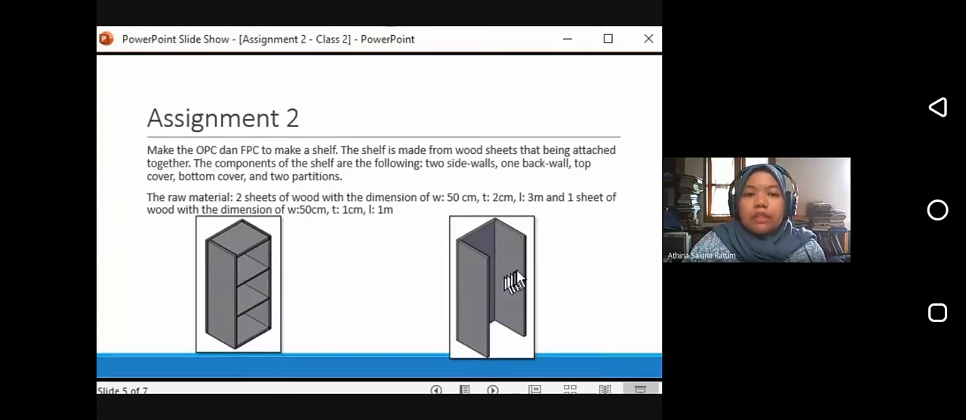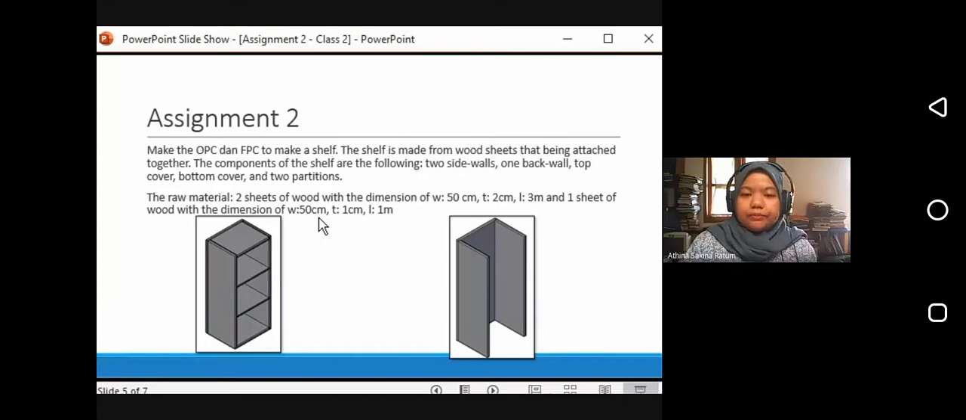And then the components of the shelves are the two side walls, left and right, and one back wall here, this one. And top cover, bottom cover, and two partitions. The raw material available to make the shelf are two sheets of wood with the dimension of the width is 50 centimeters, the thickness is 2 centimeters, while the length is 3 meters. And one sheet of wood with the dimension of the width 50 centimeters, thickness 1 centimeter, and the length is 1 meter.